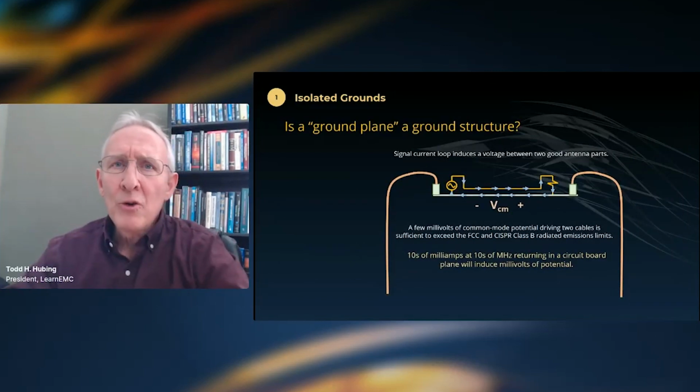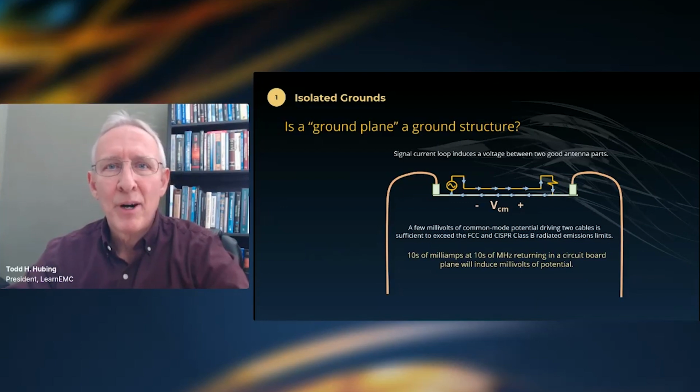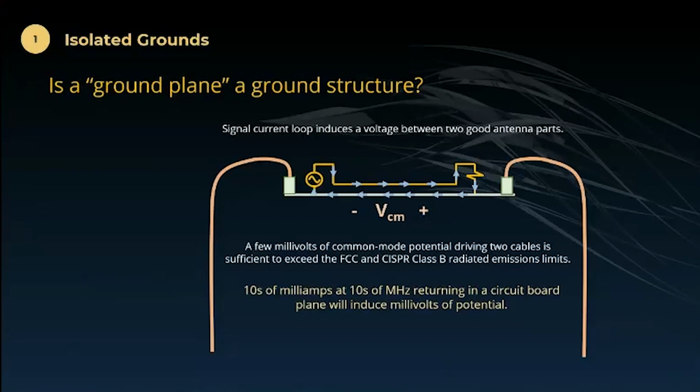But the ground plane in a circuit board, that's not a ground structure. It's not part of the ground structure. If we're thinking in terms of EMC, we have to separate that concept, that conductor called the ground, from our ground structure. And why? Because if we return currents on it intentionally, we will develop a voltage across it. And that voltage prevents it from being ground. I mentioned a millivolt is enough to exceed a radiated emissions requirement generally.